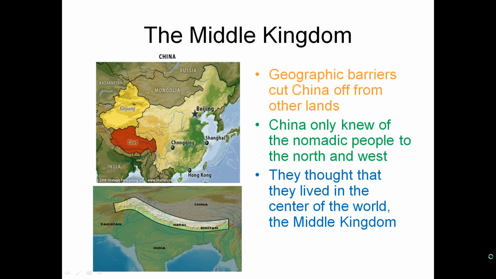There are also geographic barriers that isolate China, especially in ancient times, from the rest of the world. These geographic barriers cut China off from other lands. Chinese people only knew about the nomadic people to the north and west of the country. As a result of these natural barriers on either side, they thought they were the only people in the world, and therefore they called themselves the Middle Kingdom.